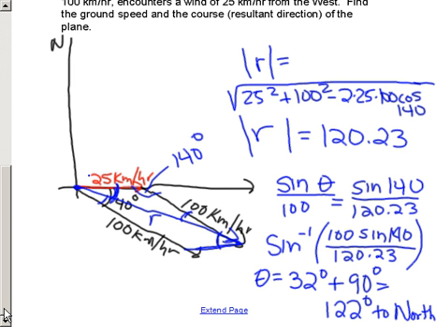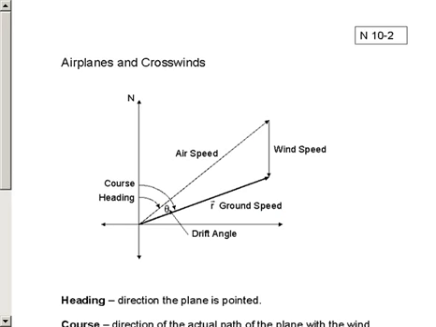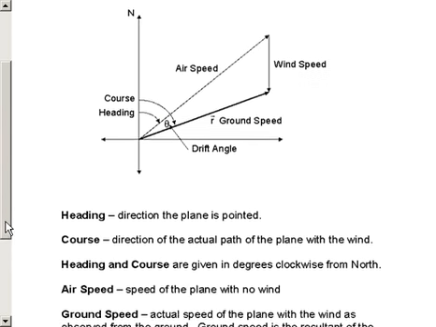The next page is just terminology. Make sure you know your terminology. If it says which way is it heading, that means from north unless it says otherwise. And if it says what is its course, it means the direction of the actual path of the plane with the wind. That's the resulting vector, yes. All right, so make sure you know your terminology.